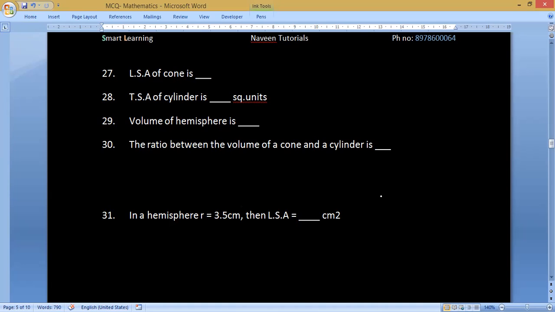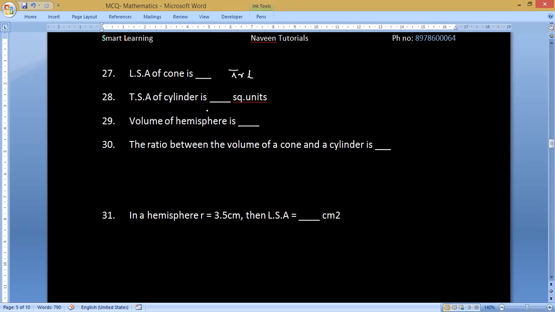Next question is lateral surface area of a cone, or curved surface area of a cone, both are the same. We should be very familiar with the formulas when solving mensuration or surface areas. What is the lateral surface area of a cone? The formula is pi r l. Pi is 22 by 7, r is radius, l is slant height.